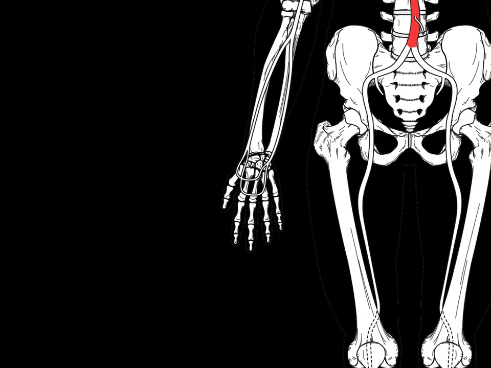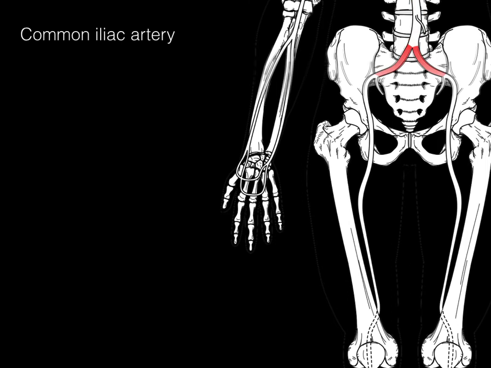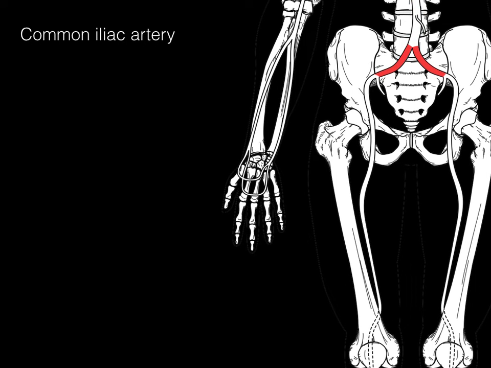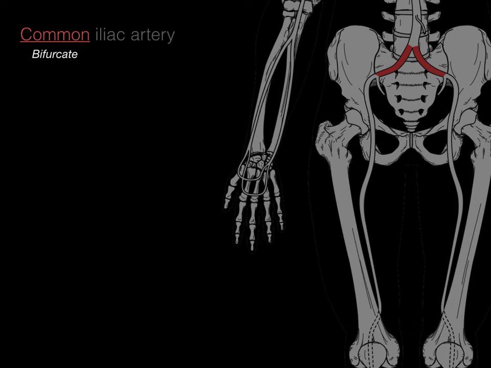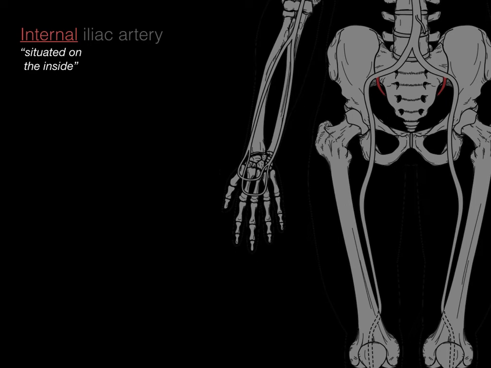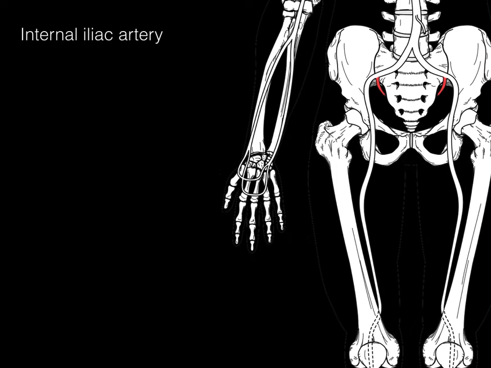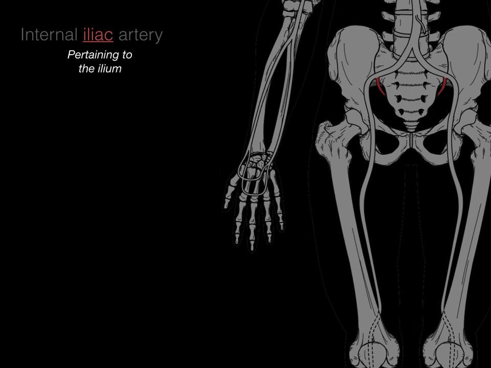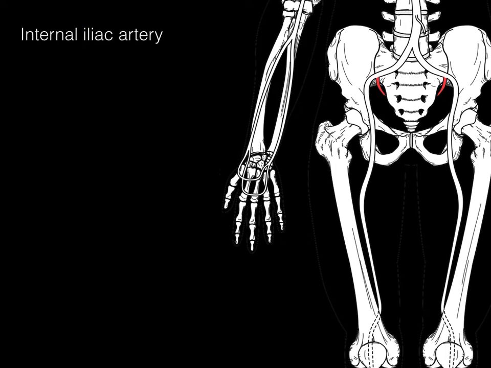All right, and so the abdominal aorta, basically right by the pelvis, bifurcates into the common iliac artery. Whenever you see this word common, you know it's going to bifurcate into an internal iliac and external iliac artery. The term ilium refers to the iliac bone. The internal iliac artery is situated on the inside of the pelvis, and it gets its name because of the ilium. The internal iliac artery supplies the pelvis and perineum.